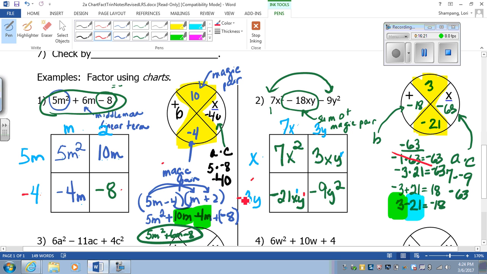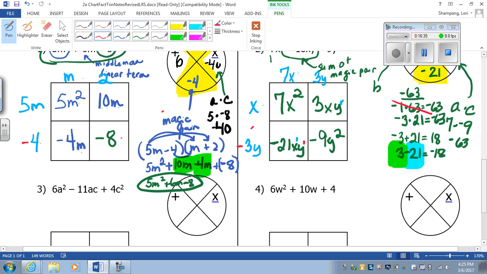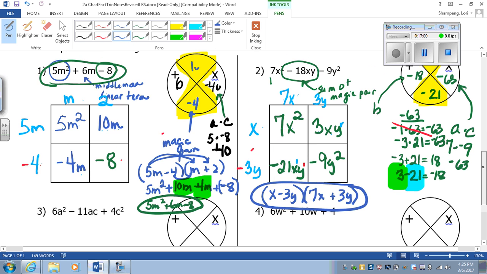So let's go ahead and pull off those light blue binomials and write down what the two factors would be expressed as a multiplication problem. So let's pull x minus 3y and then set that next to 7x plus 3y. So this is what I'm coming up with as my factored version of the trinomial 7x squared minus 18xy minus 9y squared. But remember I said we always want to double check this by multiplying out the two binomial factors.